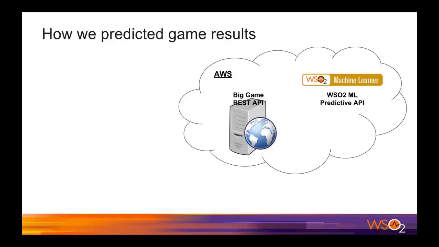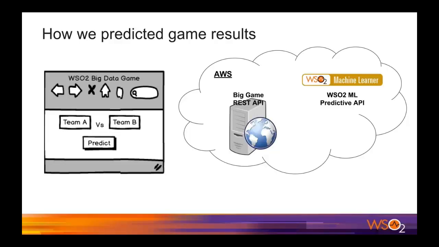The big game REST API was used to get the team names, get the eliminated teams, and get the percentage values comparing two teams. I'll be going through an example where you'll probably realize the importance of the big game REST API. Finally, we built a website where you could drag and drop two teams and then click on a predict button to perform the real prediction. Let's see what happens when you click on the predict button.